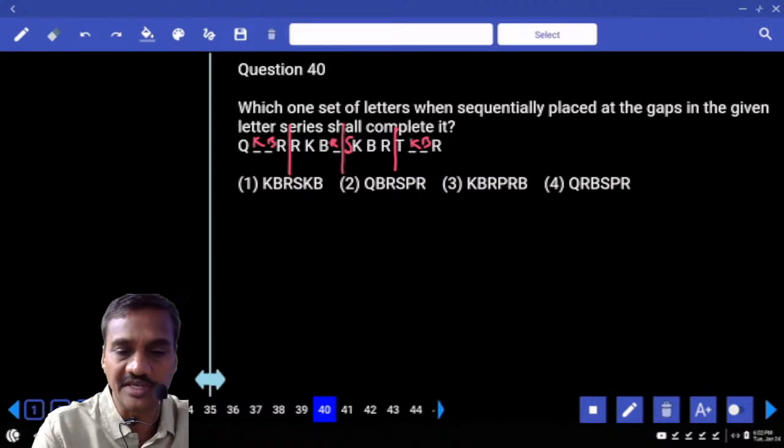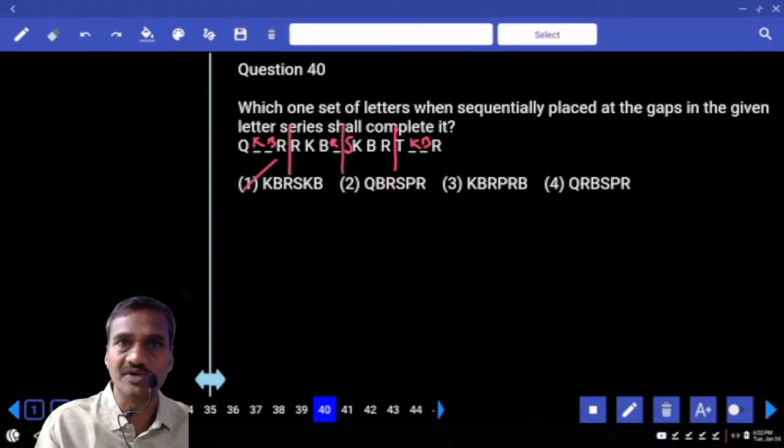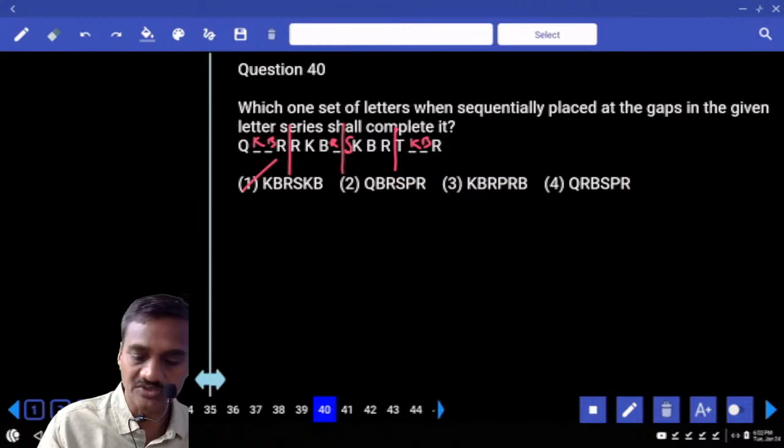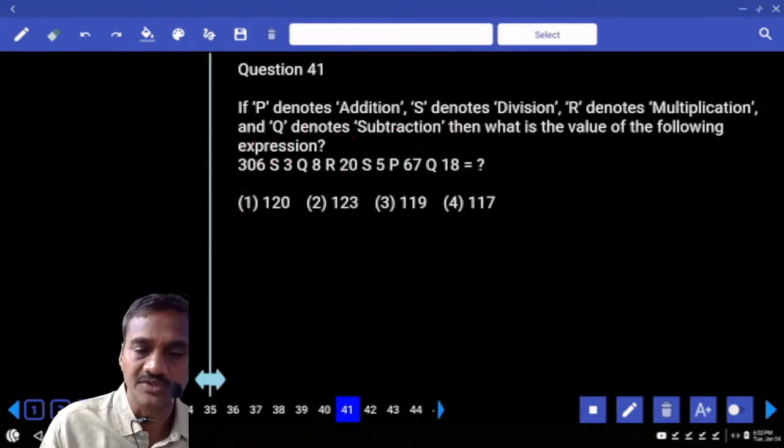And so what is your answer? KB, RS, KB, choice 1, question number 40. 40 it is choice 1. Then 41st.